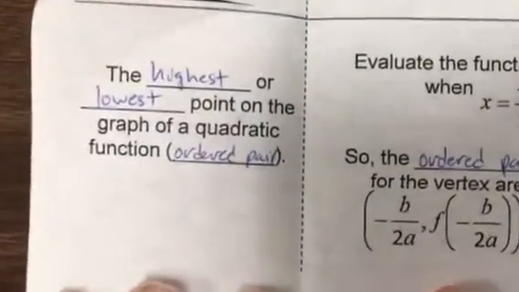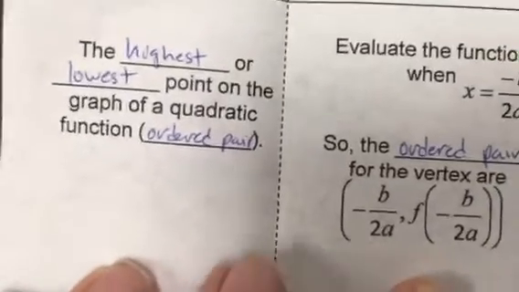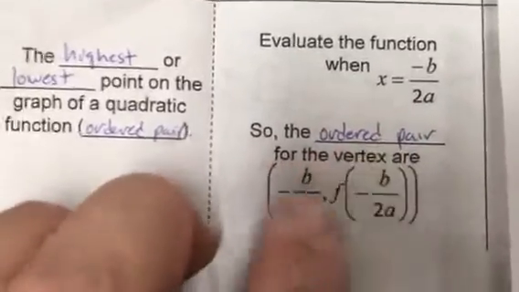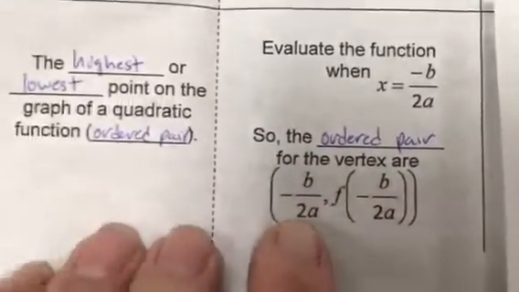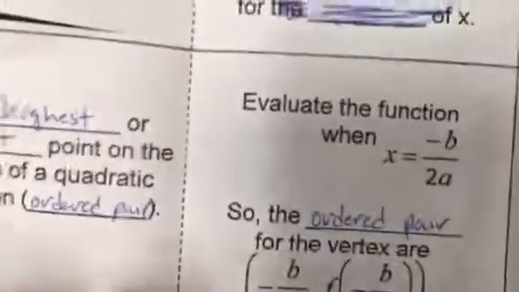The vertex is the highest or lowest point on the graph of a quadratic function. It's always an ordered pair. And then this is some way that we can find it mathematically. So the ordered pair of the vertex is always this little formula. One that we normally won't use because you can just use your eyeballs to see where it is on the graph.